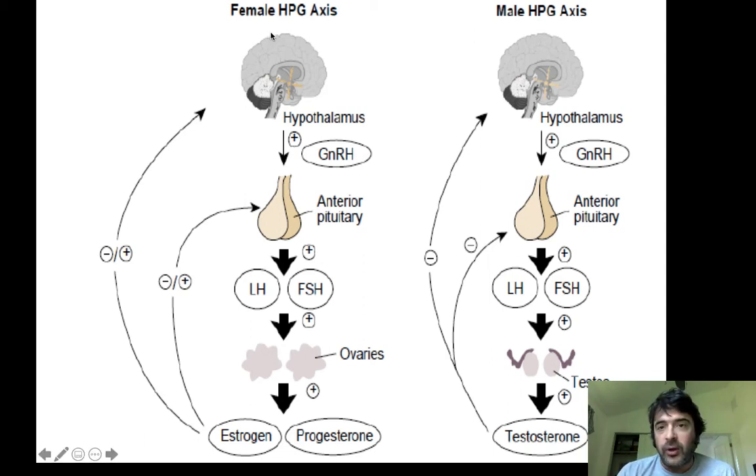So when you look at the female HPG axis, we just evaluated that in detail. The male HPG axis works relatively similarly. The hypothalamus detects low levels of testosterone. When testosterone levels drop, the hypothalamus tells the anterior pituitary to produce follicle-stimulating hormone and luteinizing hormone. Follicle-stimulating hormone triggers spermatogenesis. Luteinizing hormone triggers the production of testosterone. In response to high levels of testosterone, this pathway is inhibited.